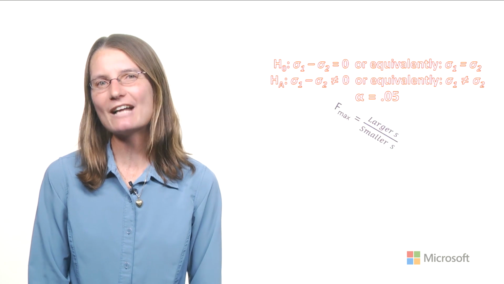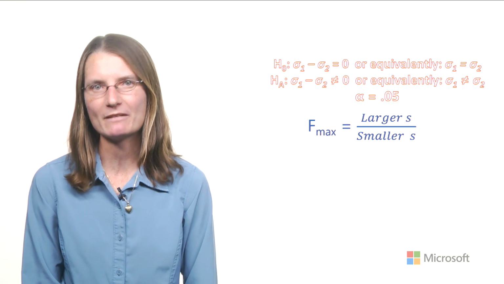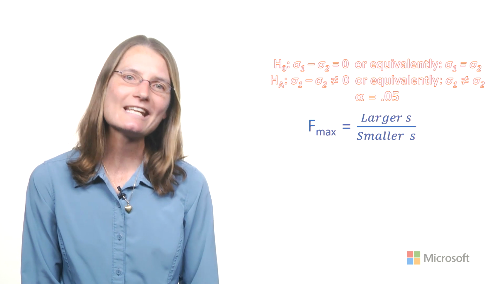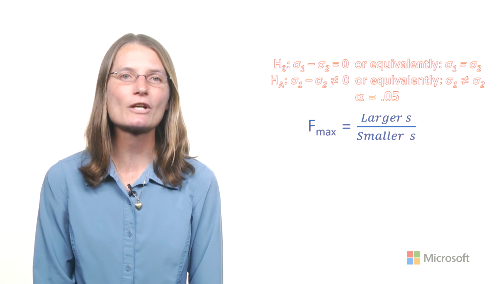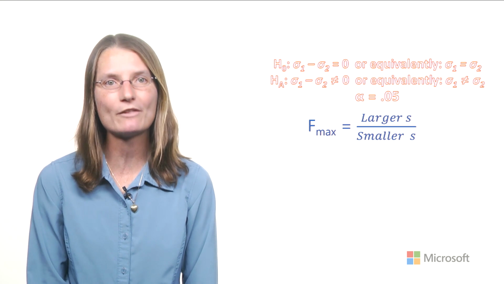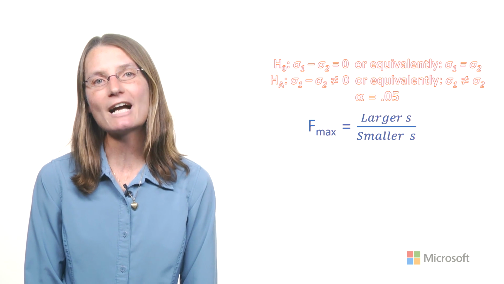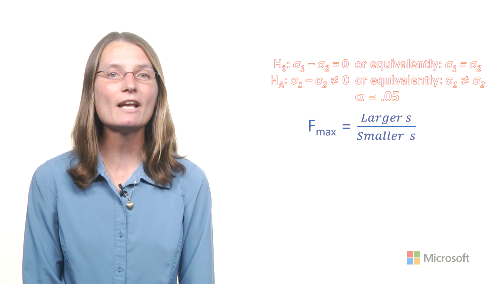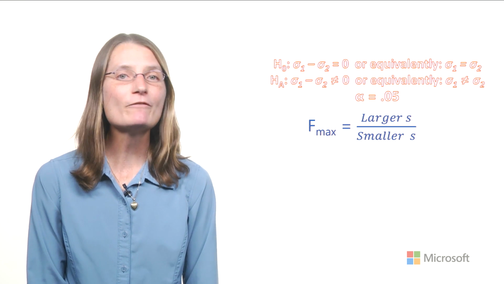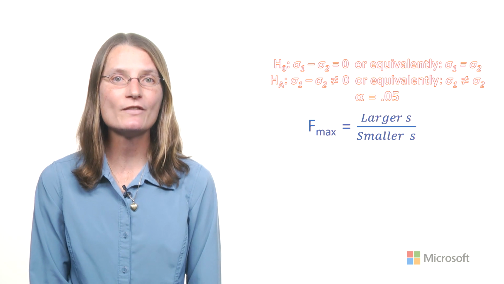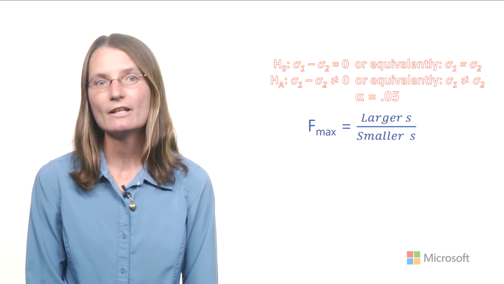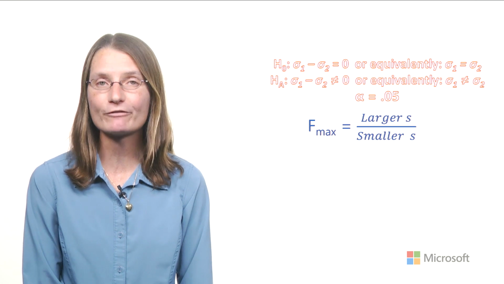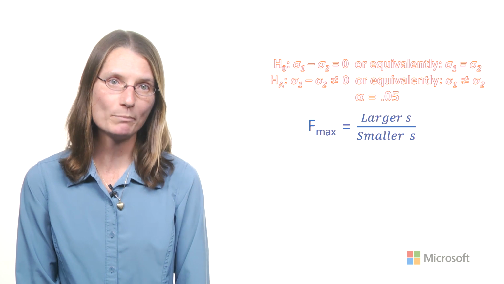But let's imagine that you are a glutton for punishment. There is a formula that you can easily perform by hand. You can use Hartley's Fmax test rather than Levene's. You simply divide the larger variance by the smaller one. This gives you an F ratio. If the variances are similar to each other, then the F ratio will be close to 1. The more the variances differ, the larger the F ratio will be.